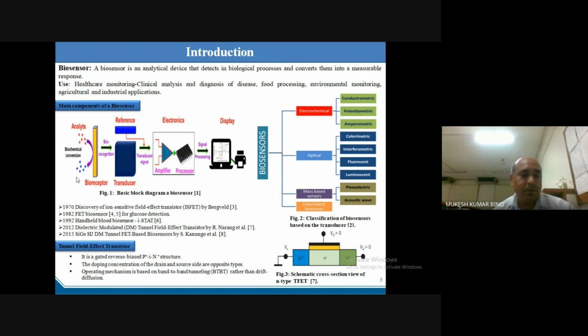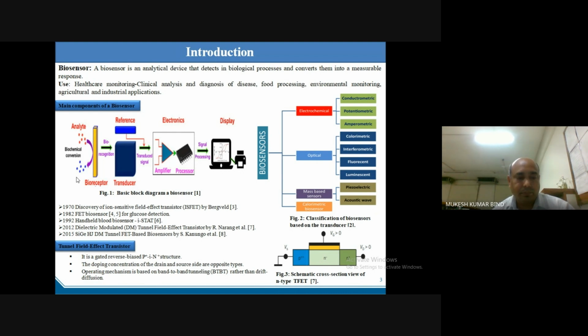TFET biosensor. The first FET-based biosensor was discovered in 1970. It is an ion-sensitive field effect transistor-based biosensor that detects the biomolecule based on charge property. After that, in 1982, the first FET-based biosensor was produced for glucose detection. In 2012, the first DM TFET-based biosensor was proposed by Professor R. Narang. After that, the TFET biosensor got a lot of attention from researchers because of its high sensitivity and fast response.